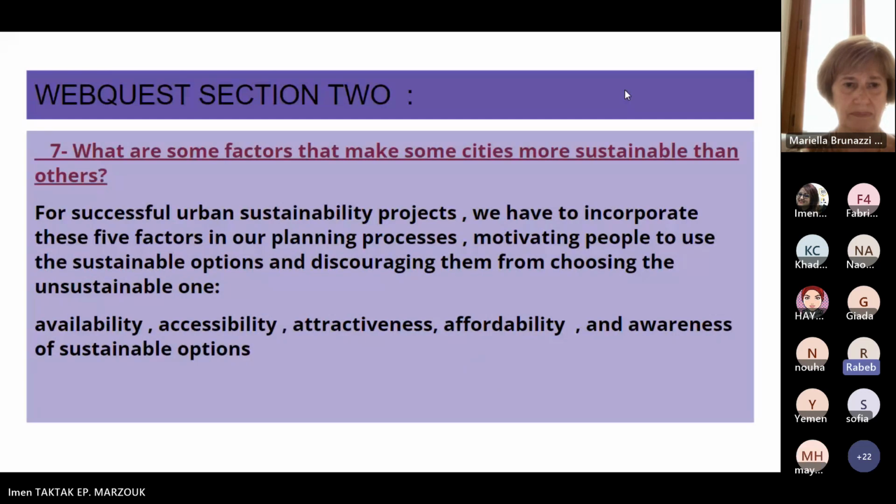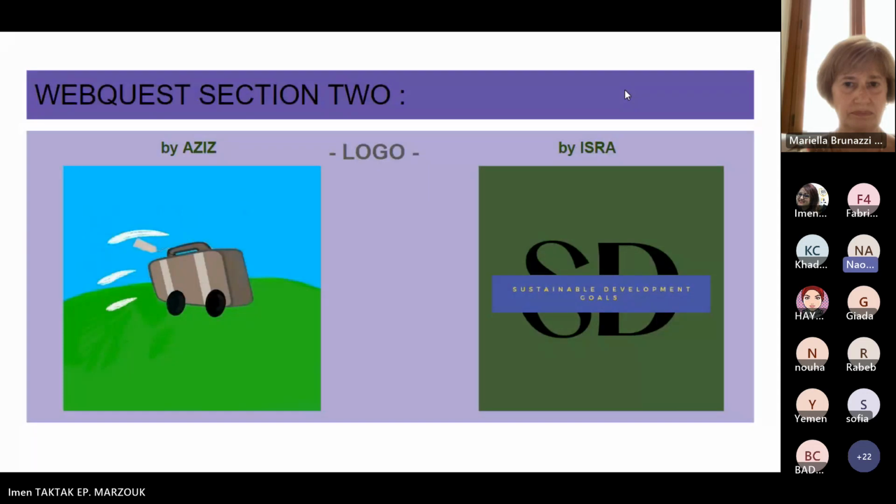What are some factors that make some cities more sustainable than others? For successful urban sustainability projects, we have to incorporate these 5 factors in our planning process, motivating people to use the sustainable options and discouraging them from choosing the unsustainable ones: availability, accessibility, attractiveness, affordability, and awareness of sustainable options. Aziz and Isra made these logos through a study for this project's sustainable development goals, the first logo by Aziz and the second logo by Isra.